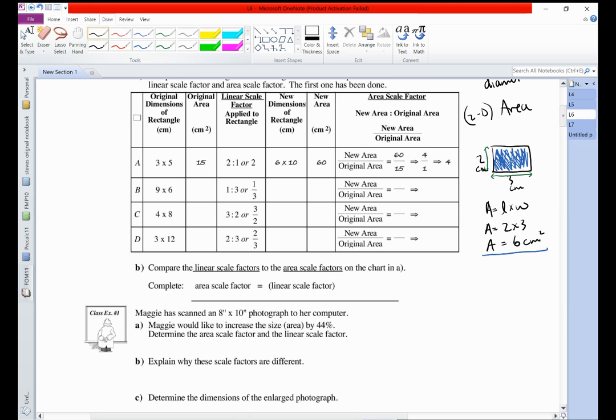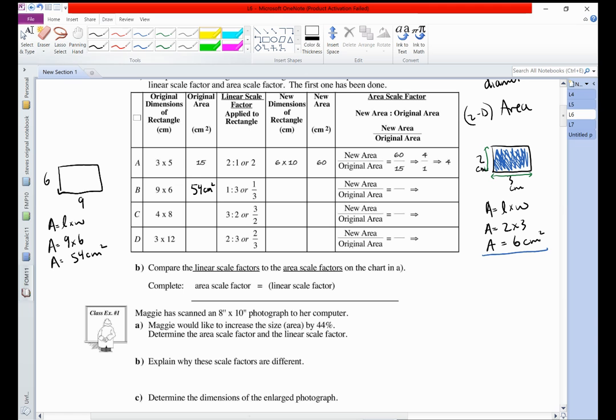It says here we have a 9 by 6 rectangle. Sometimes it's nice to draw a picture. A 9 by 6 rectangle, and they want to know the area. We know area is going to be length times width. So we get 9 times 6, and that gives us 54 centimeters squared. So the area of that is 54 centimeters squared.